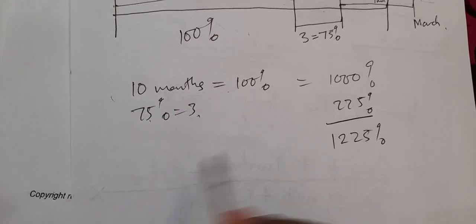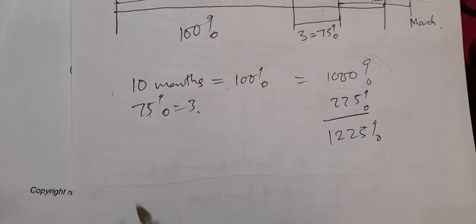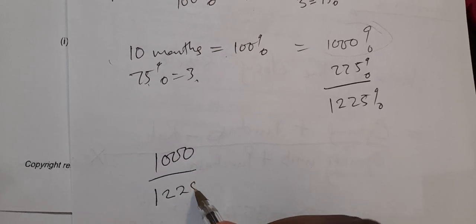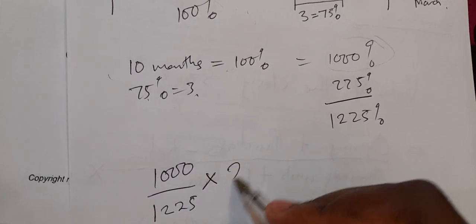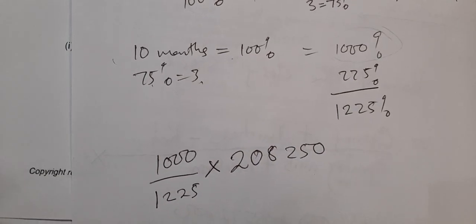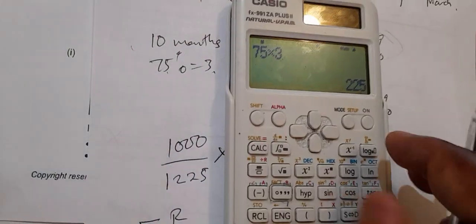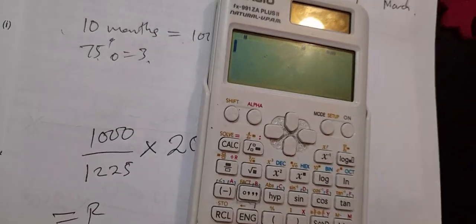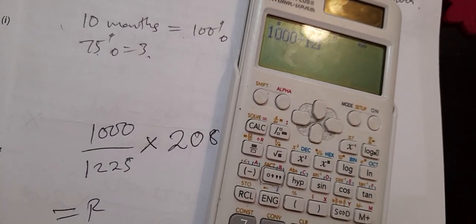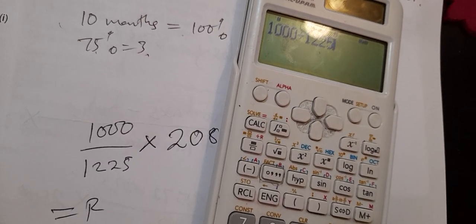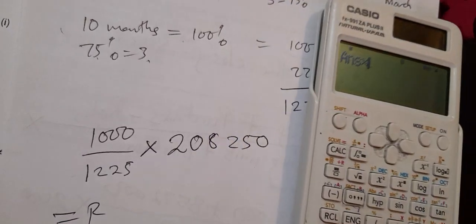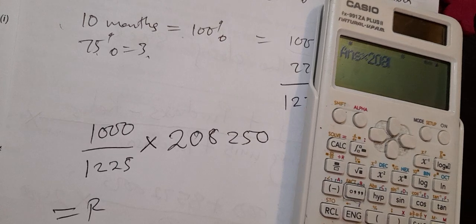Now let's adjust. So we can simply adjust for the 10 months. I will say the total percentage for the 10 months was 1,000. 1,000 divided by the total percentage, 1,225, multiplied by the amount of rent given, 208,250. Now this amount is going to be equivalent to the total rent for the 10 months, where I was receiving the 100%. Now I'll explain why I took the 10 months instead of the 3 months. All right, 208 is 208,250.